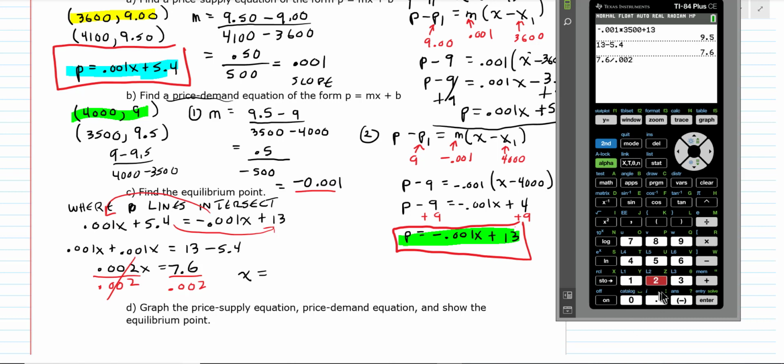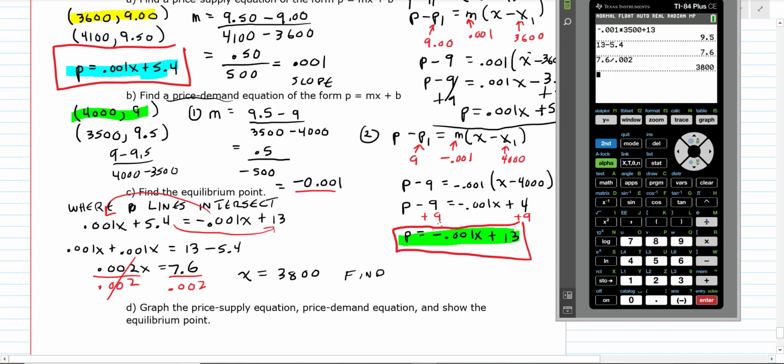Okay, I think I got it right there. So that's 3,800. What we'd end up having is x is equal to 3,800 is where that happens. Now what I need to do is find that price.